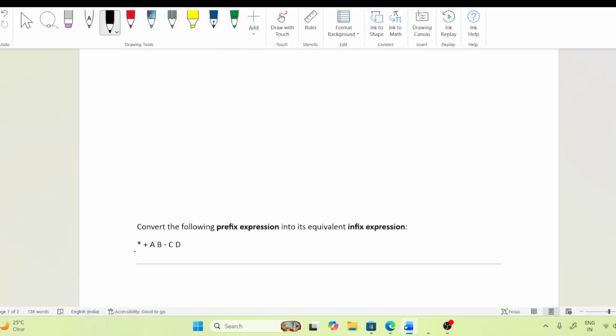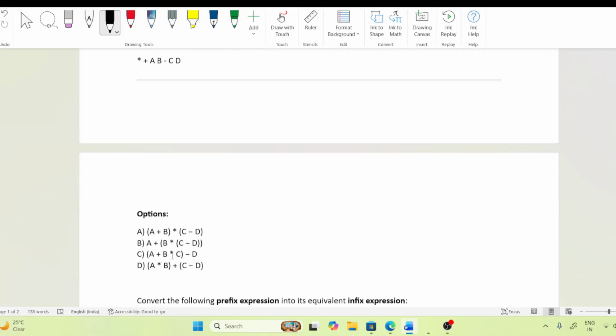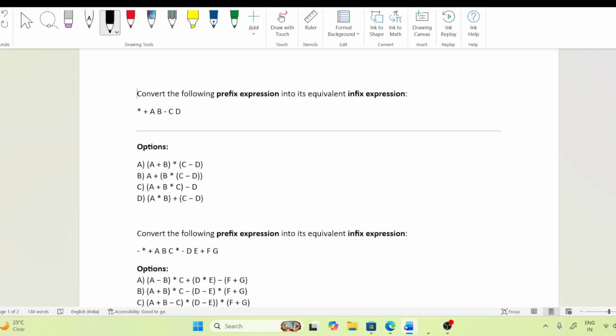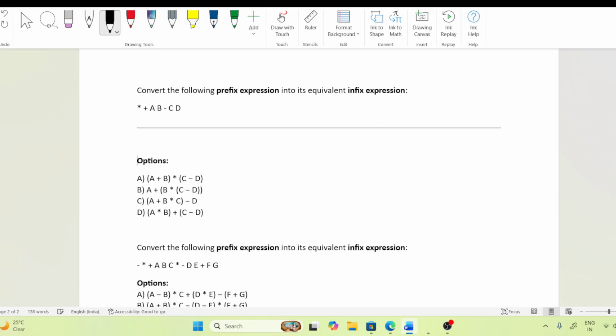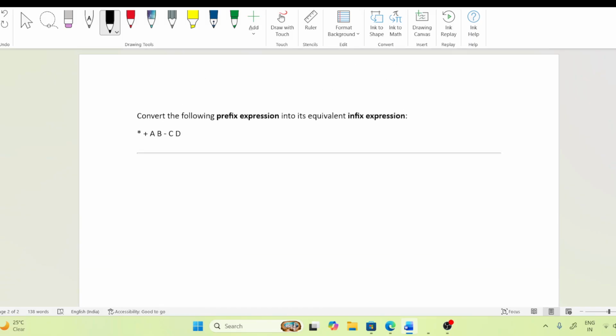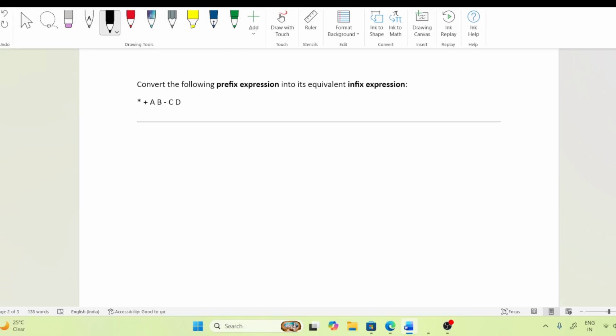Let's take this question. यहाँ पे अपने पास एक question है. Now we are having four options, A, B, C, D. So this is the question. Okay, let's solve this question. Now we are having a prefix and we need to change it into infix. Infix में change करना है. तो asterisk plus a, so start from this side.